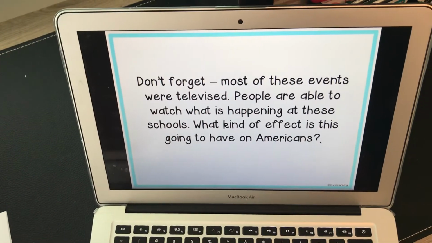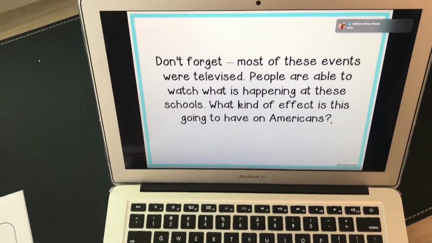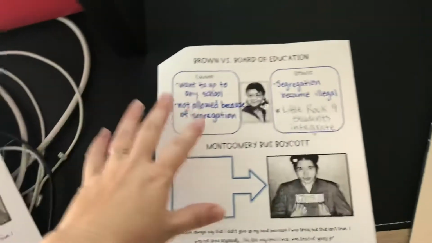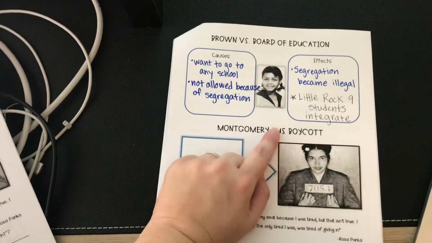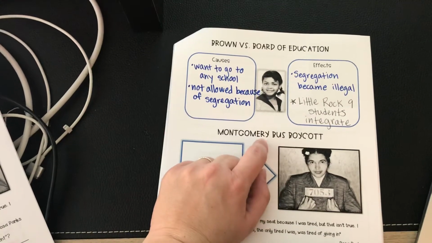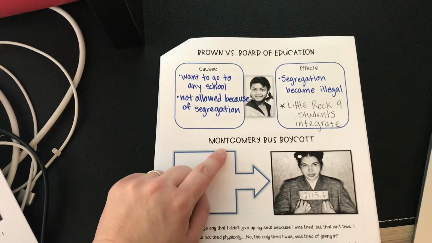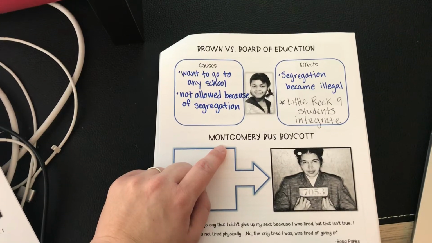But don't forget, most of these things were televised. People were able to watch what was happening at these schools, and what kind of effect would this have on all of Americans? So we had to stop there because of time, but we're going to be really diving into a lot more examples like that. And I really would encourage you to go back and watch that video that includes the Little Rock Nine and what that was like for them and what it looked like on TV at the time.